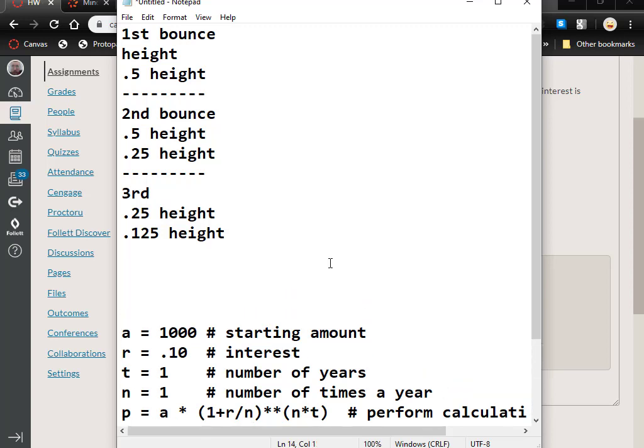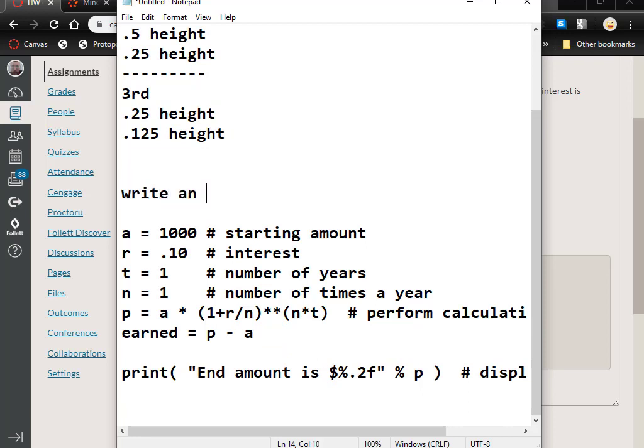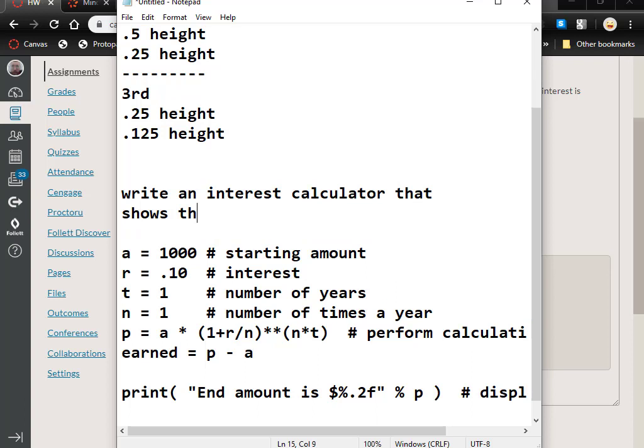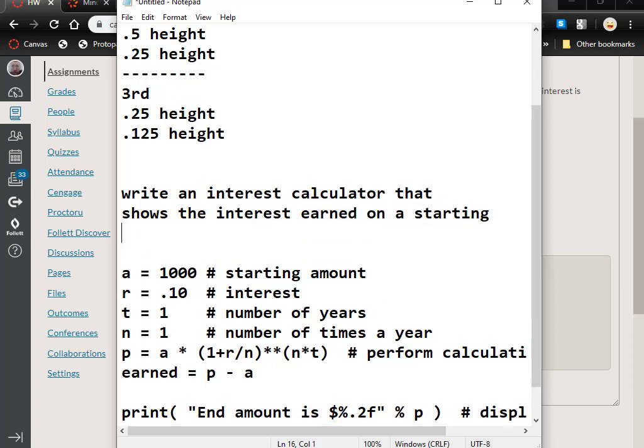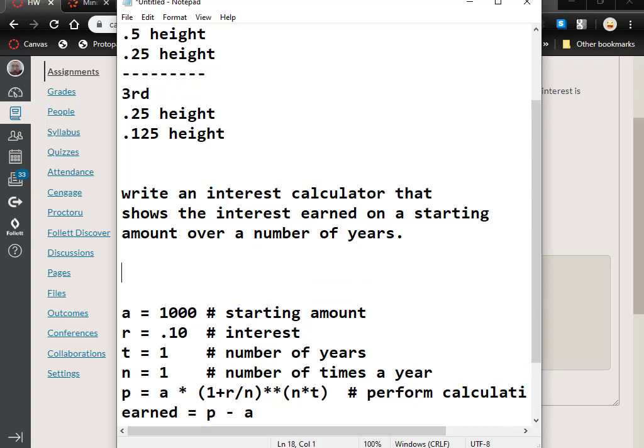So what are we gonna do? Same thing, write an interest calculator that shows the interest earned on a starting amount over a number of years.